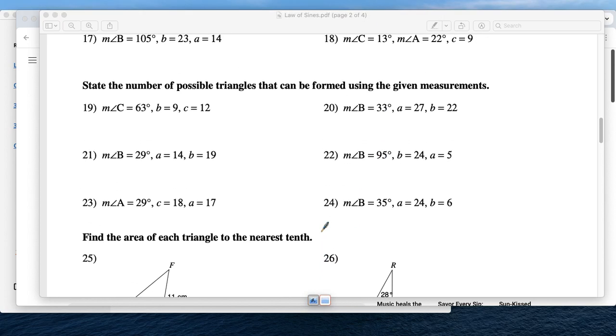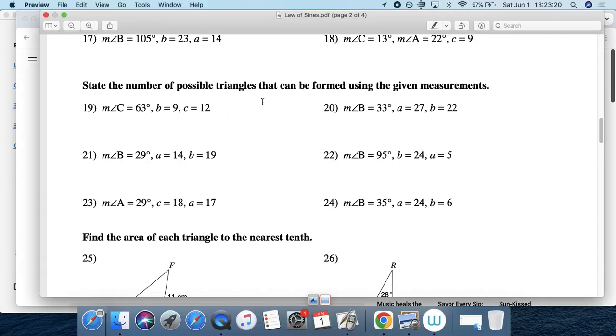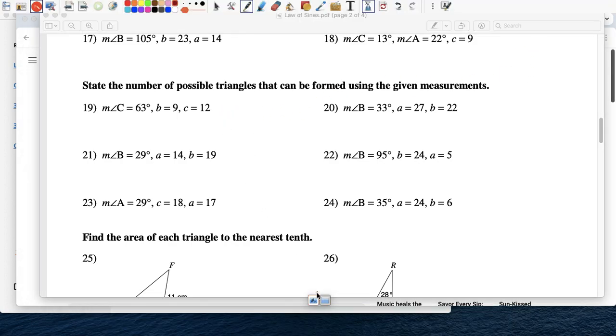Let me look at. I'm not going to do all 6 problems. I'll do 19, I'll do 20, and I'll do 22. And that'll give you one of each case. So 19, let's draw it out. Let's draw 19 out. 19. So this is what you're given.